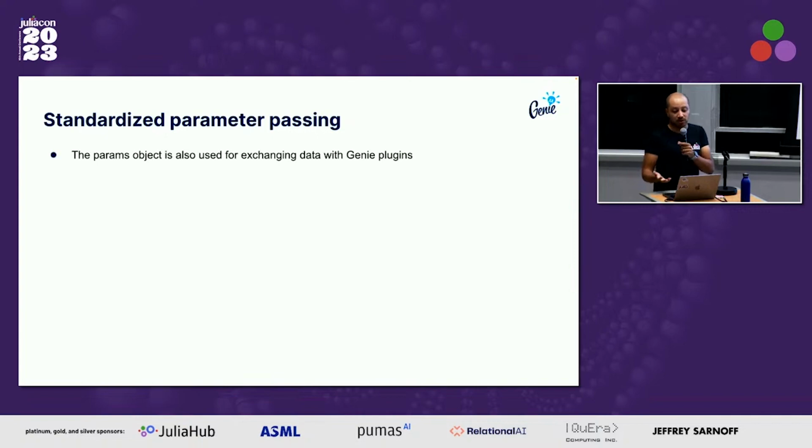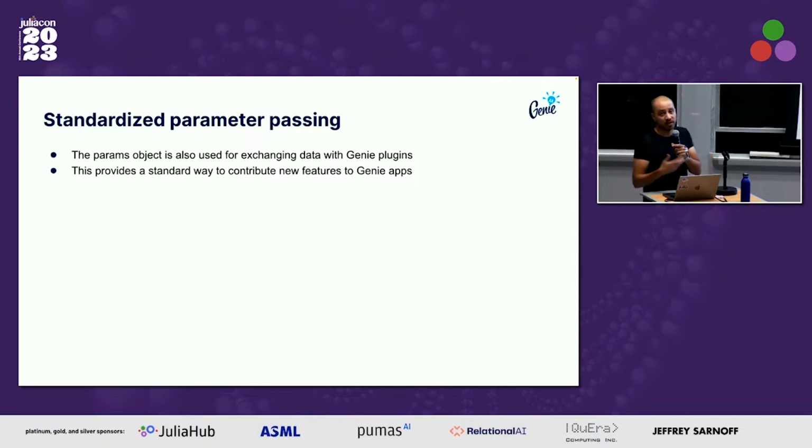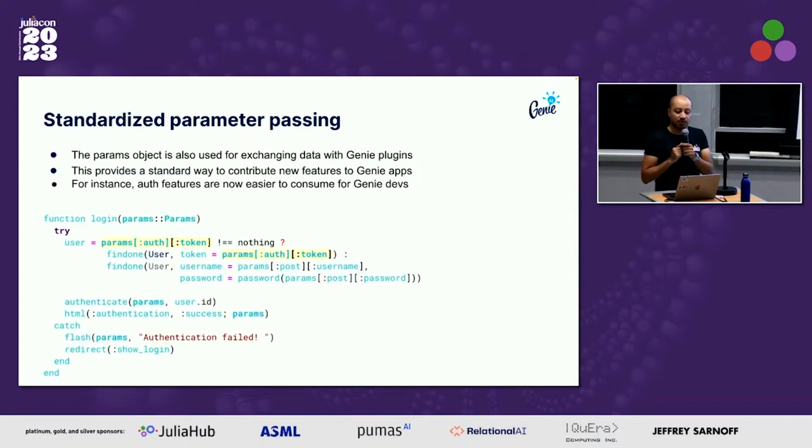Moreover, with this new parameters object, we bring a standardized way to pass information between plugins and modules and so on. And of course, this makes it easier for developers to contribute new features, as we have a new standard way to implement this information passing. For instance, if we take a look at the authentication plugin, now it is easier to consume authentication information parameters through the use of the authentication structure by accessing its fields within the plugin itself.